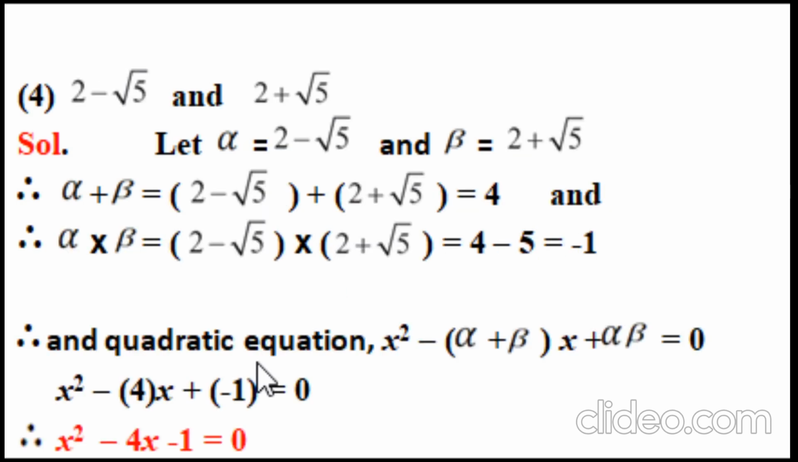Next question. One root alpha is 2 minus root 5, another root beta is 2 plus root 5. Then alpha plus beta, 2 minus root 5 plus 2 plus root 5, the minus root 5 and plus root 5 cancel, so 2 plus 2 is equal to 4. Here alpha into beta, 2 minus root 5 into 2 plus root 5. Using the formula (a minus b)(a plus b) equals a square minus b square, we get square of 2 minus square of root 5. So 4 minus 5 is equal to negative 1. Putting this value, we get x square minus 4x minus 1 is equal to 0.